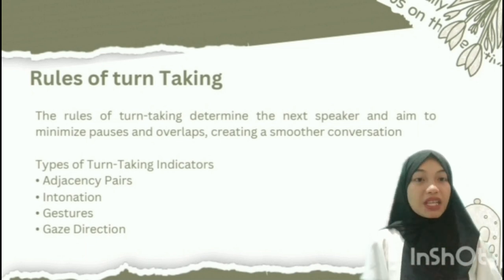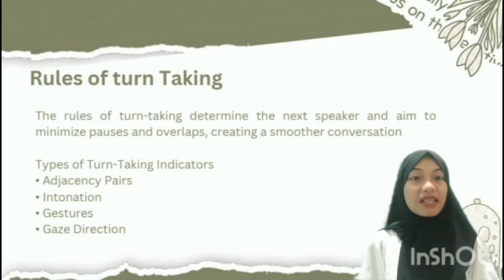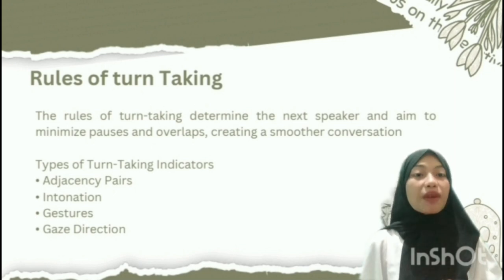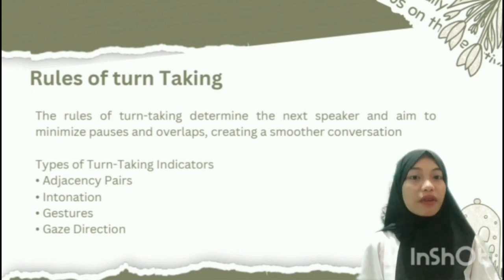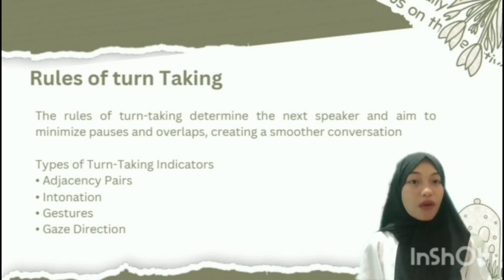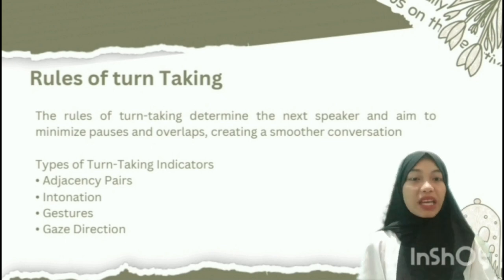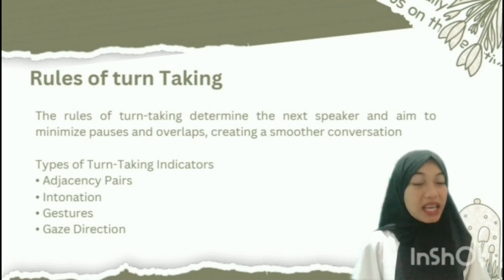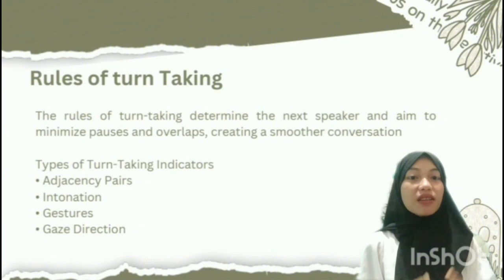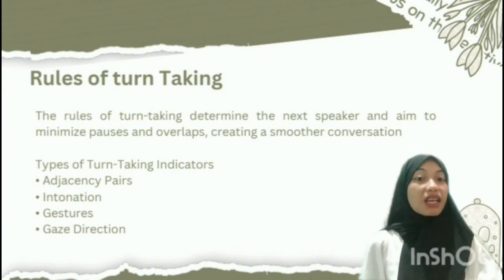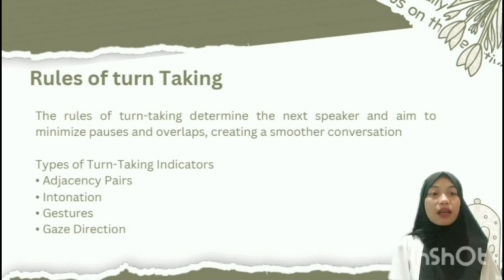Intonation. A drop in pitch or volume often signals the end of a speaker's turn, prompting the next speaker to take over. Intonation is the rise and fall of the voice pitch when speaking. It's not about what you say, but how you say it. Intonation conveys meaning beyond the words themselves, expressing emotion, emphasis, and grammatical structure.